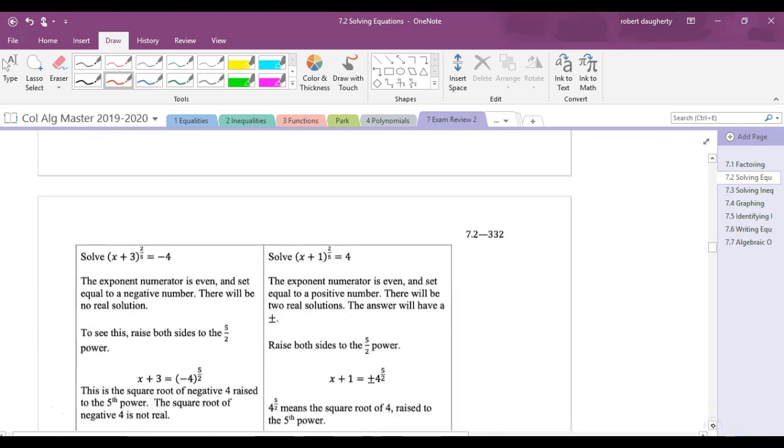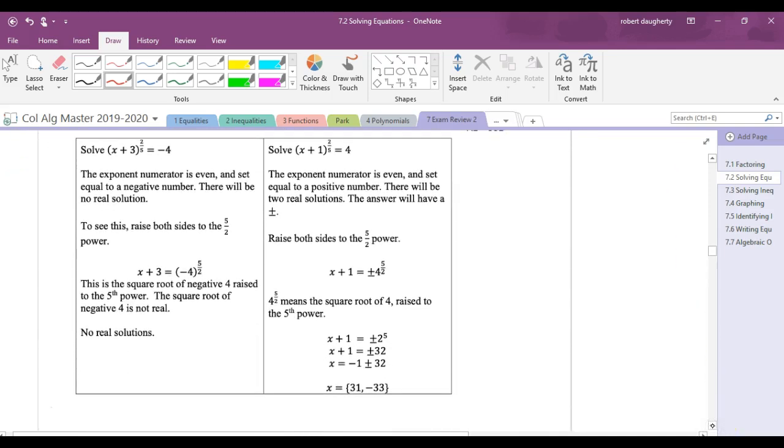So let's take a few examples of those. Let's look at this one right here. I've got x plus 3 to the 2/5 is negative 4.